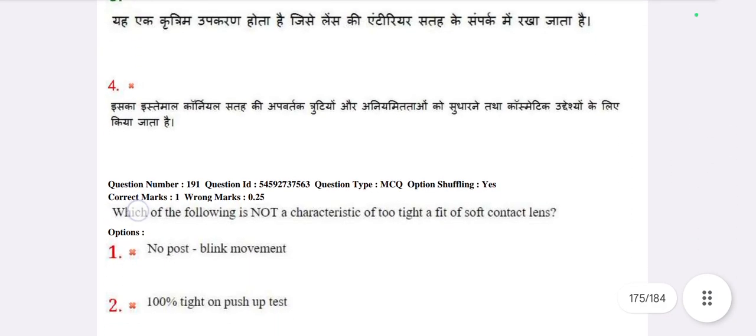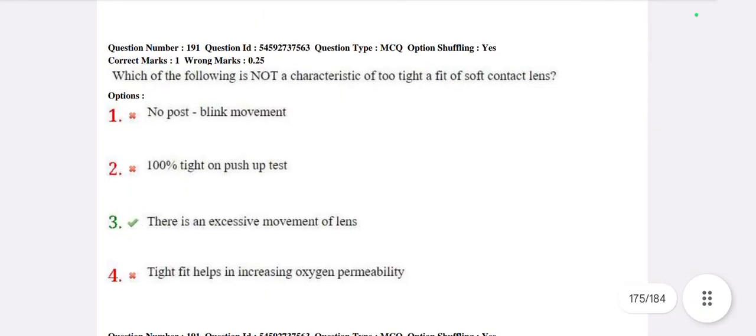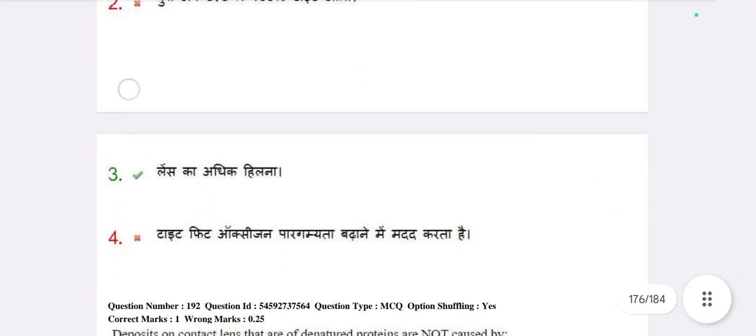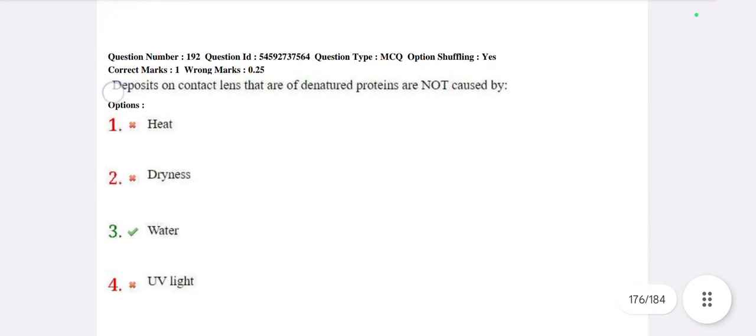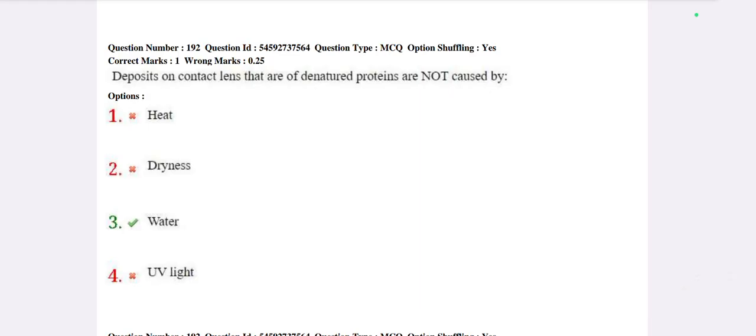Our next question is, which of the following is not a characteristic of too tight a fit of a soft contact lens? Answer is option third. Correct answer is, there is an excessive movement of the lens. Our next question is, deposits of contact lens that are of denatured protein are not caused by heat, dryness, water, or UV light. Correct answer is water.